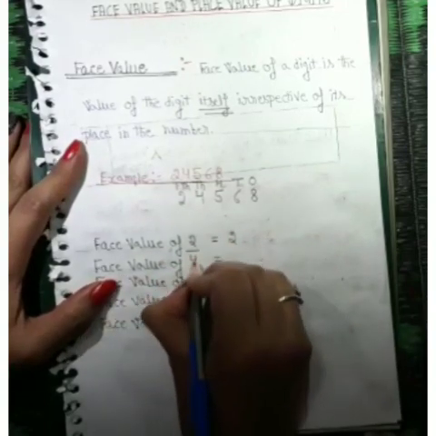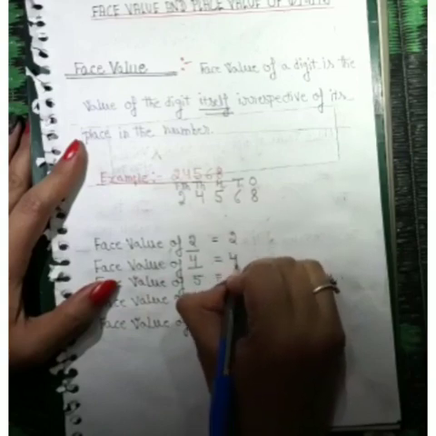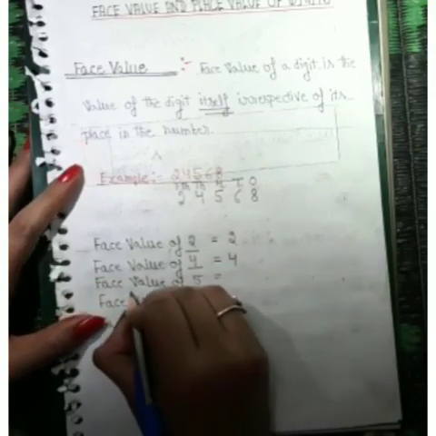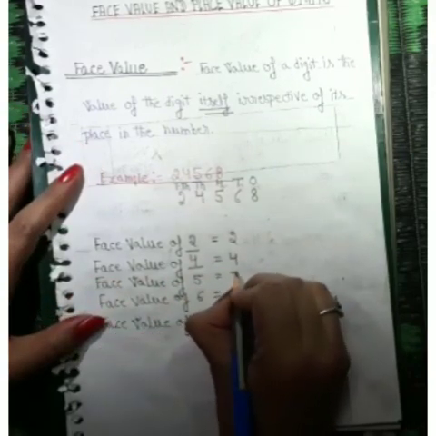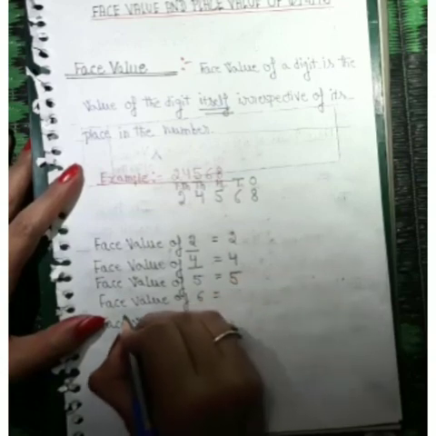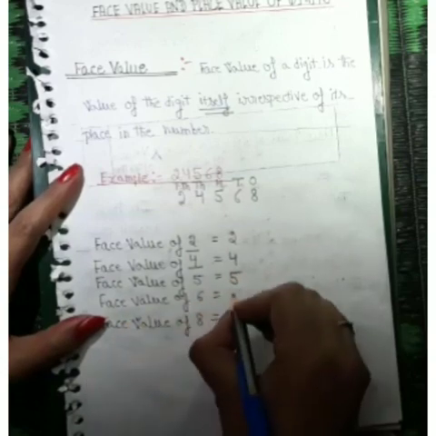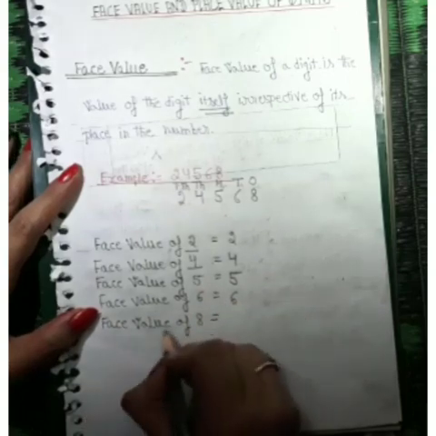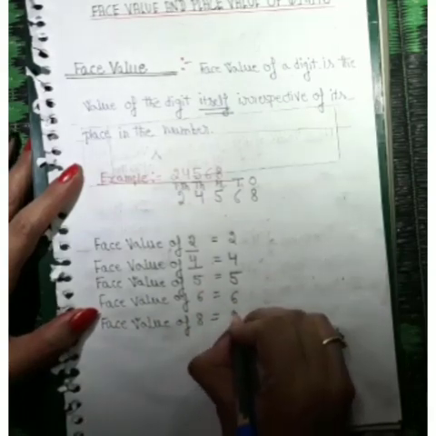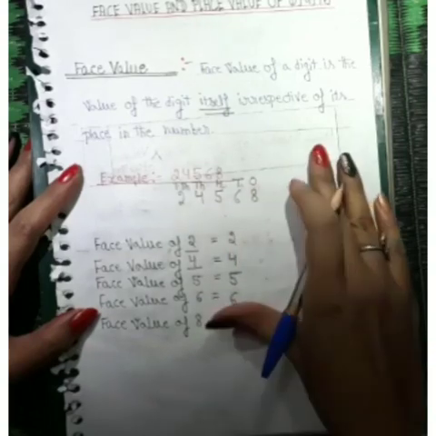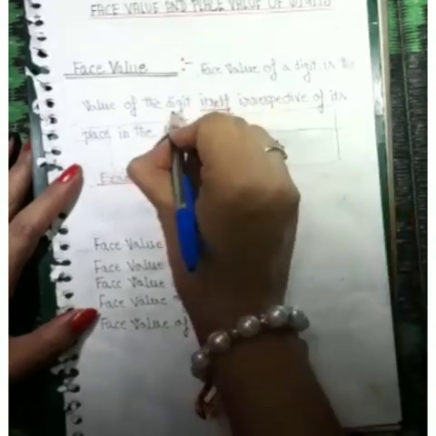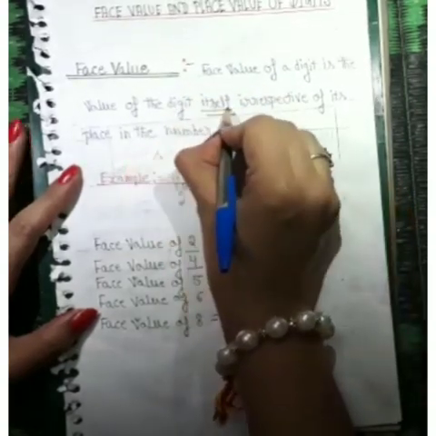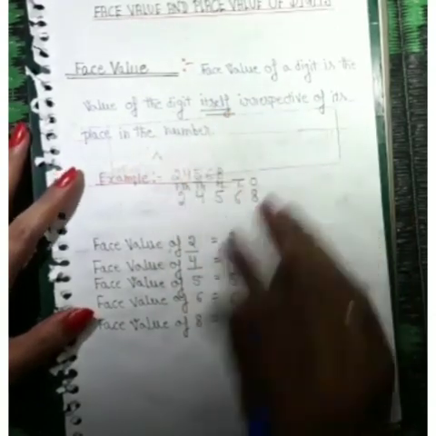Face value of 4 is 4 itself. Similarly, the face value of 5 is equal to 5 itself, and the face value of 6 is equal to 6 itself, and at the last face value of 8 is 8 itself. So here it is very much clear that the face value of any digit is the digit itself. So what is next?